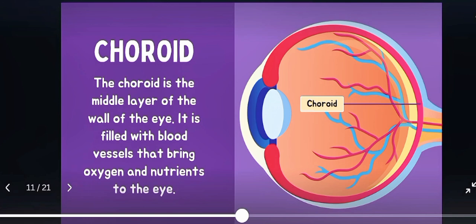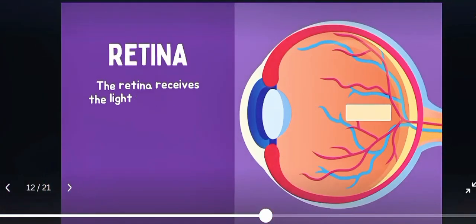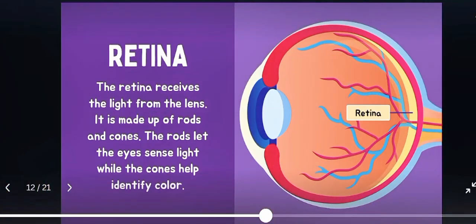Here, choroid. Next, retina. The retina receives the light from the lens. It is made of rods and cones. The rods let the eye sense light while the cones help identify color. Here, the retina.